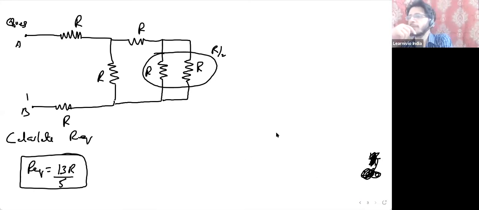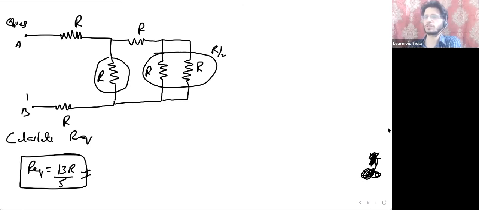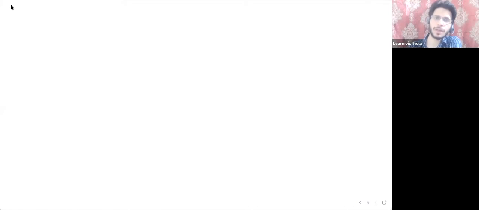Amalia, it should be 13 R by 5, not 5 R by 30. 13 R by 5 is the answer. So I'm not solving it. These two are in parallel, R by 2, then R is in series, then the combination is parallel with this R, then the whole system is in series. So that's type 1 circuit, the easiest circuit. Then we have type 2 circuit.